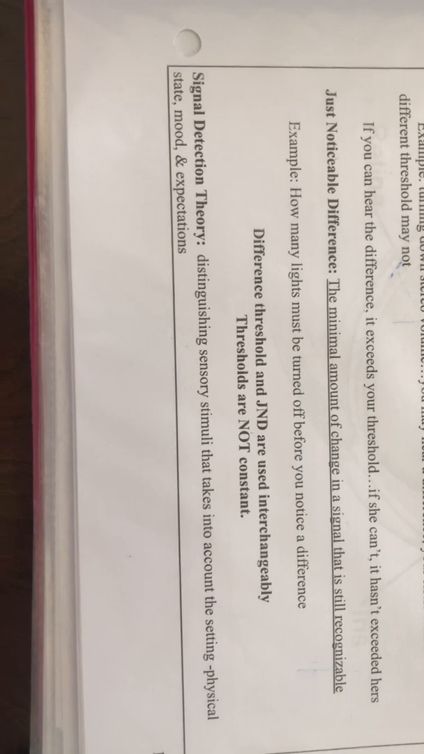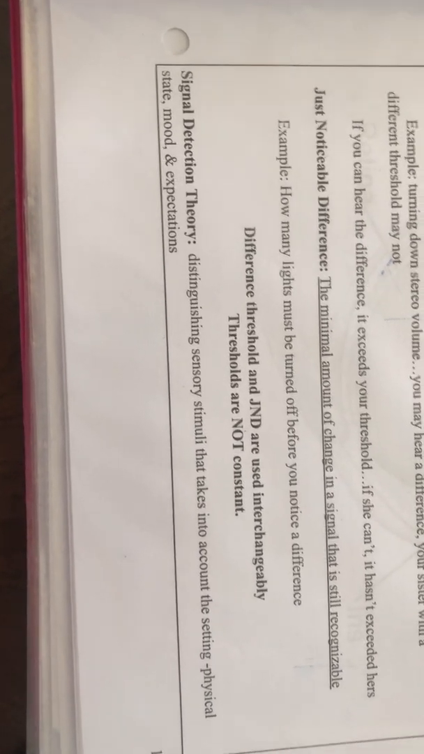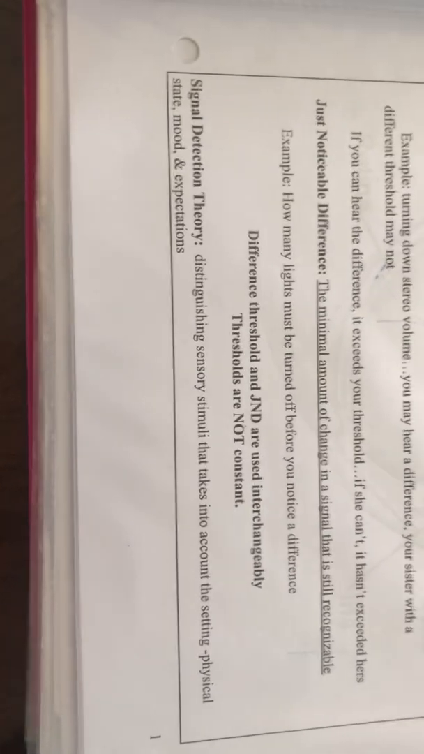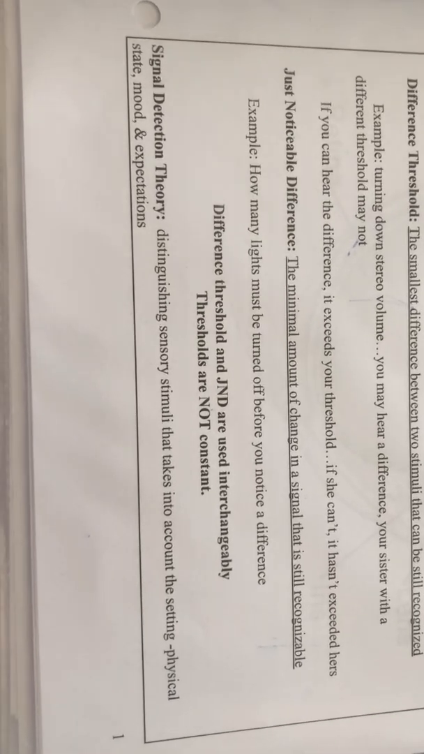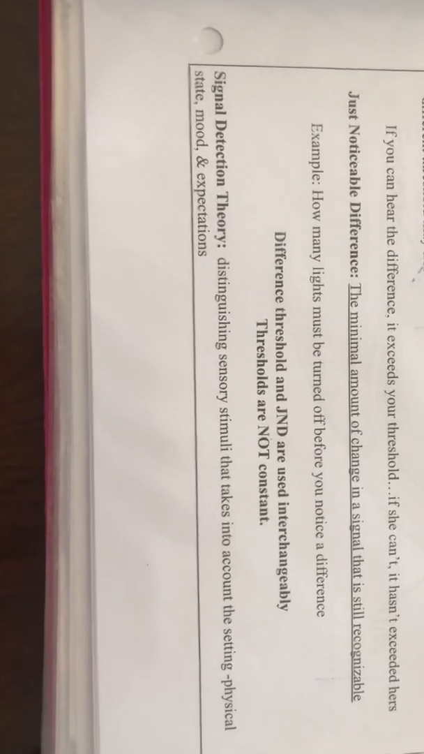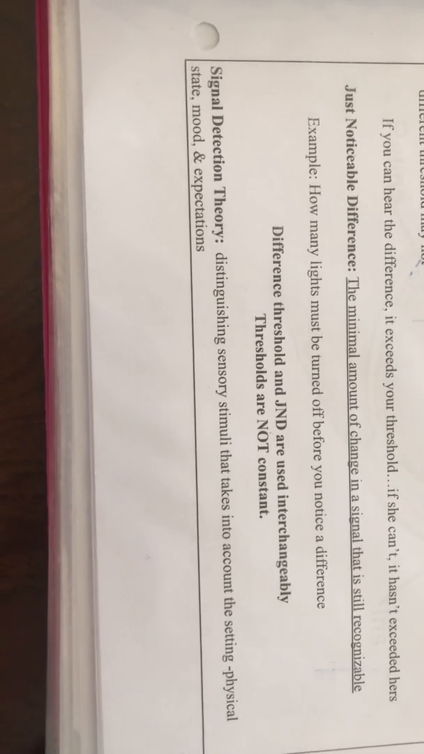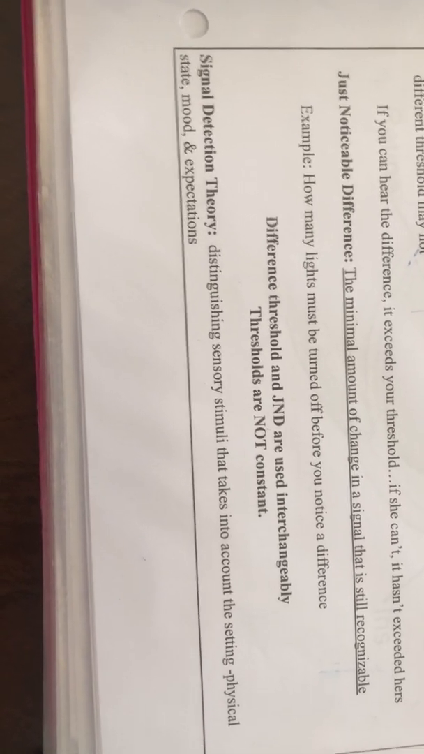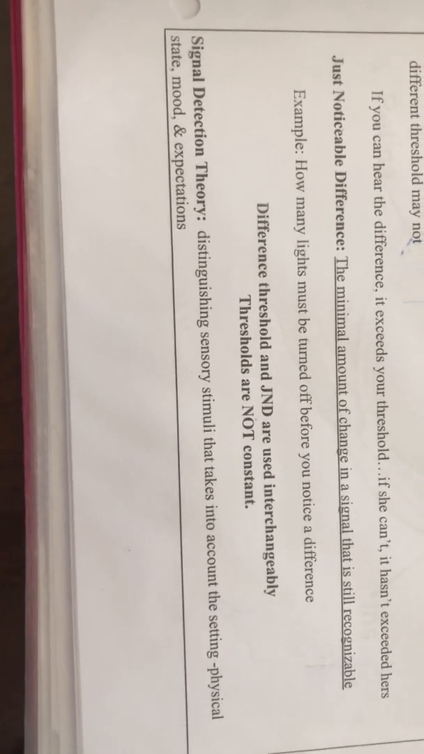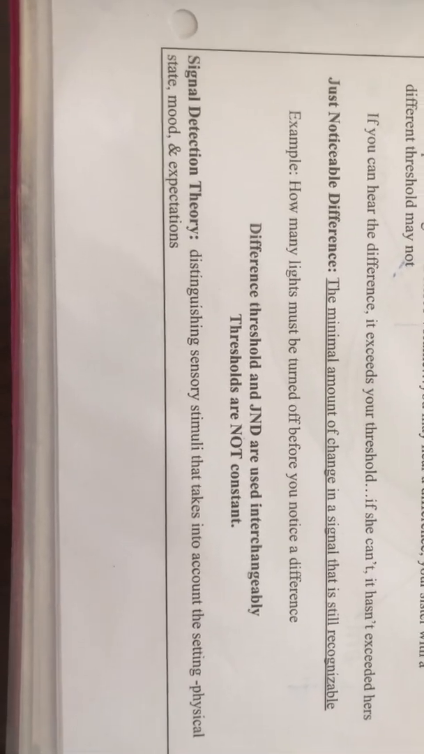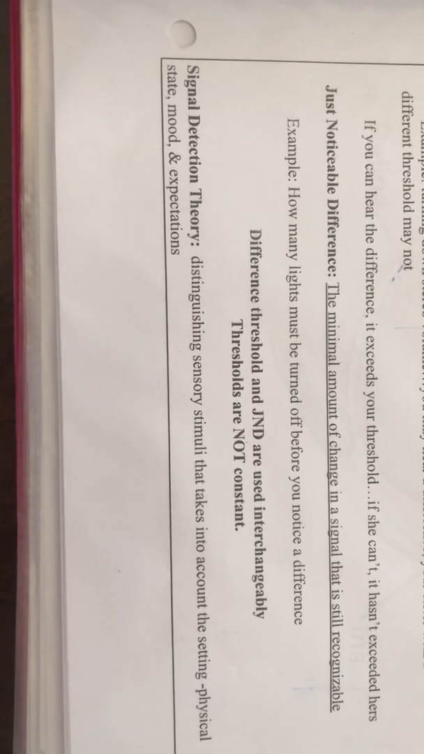And then the last one we have is signal detection theory. This is distinguishing sensory stimuli, which takes into account the setting, physical state, mood, and expectations. An example we used a lot was if you constantly hear a baby crying because you have a baby at home, and you go out in public, you might be able to detect a baby crying far away because your senses are adapted to noticing when that baby's crying.